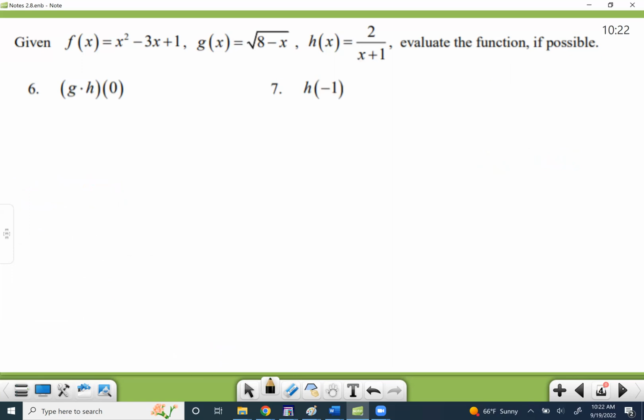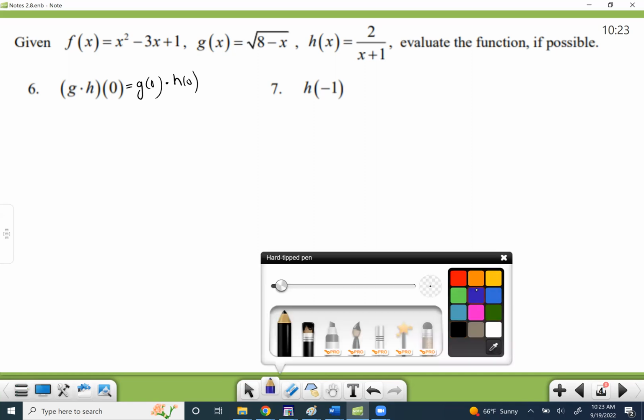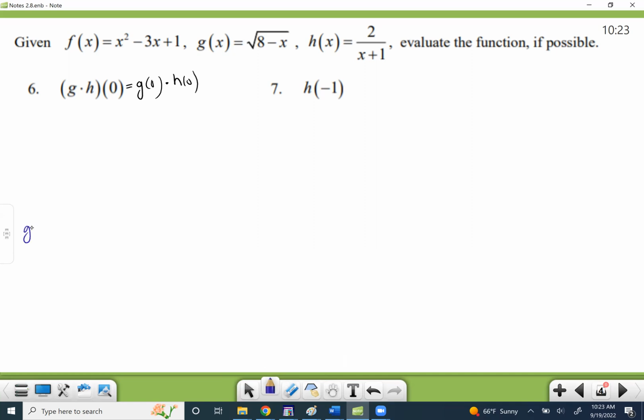Number 6, same functions. I'm going to write out what this means using the longer way instead of the shorthand notation. It means plug in 0 into g, plug in 0 into h, and multiply the two. Okay, so let's go ahead and get g of 0. So we're going to substitute 0 into the function g. So it's going to be 8 minus 0, which is square root of 8.